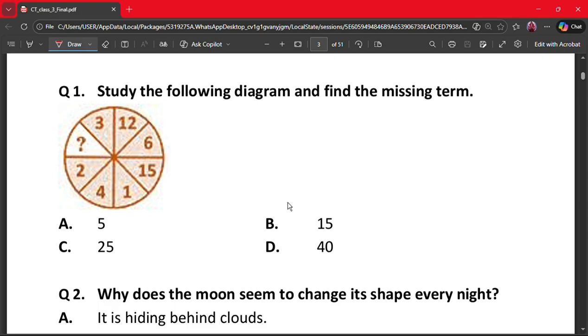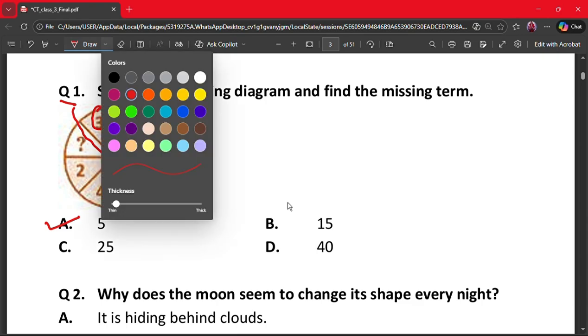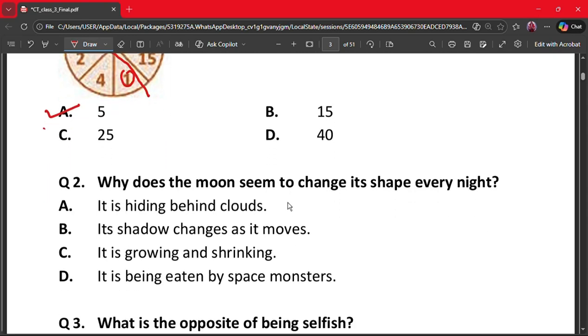Question number 1 is: study the following diagram and find the missing term. So let's look at the pattern. In this pattern, what we have to do is mark a line here. 1 3 is 3, 4 3s are 12, 2 3s are 6. So what into 3 is 15? The correct answer is option B, 5. 5 3s are 15, so it matches the pattern. Let's move on to the next question.